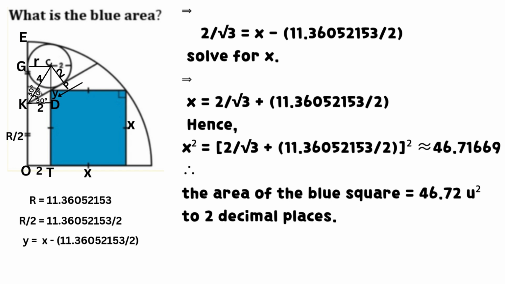Hence, the square of X equals the square of the sum of 2 divided by the square root of 3 and half of 11.36052153, which equals 46.71669. Therefore, the area of the blue square equals 46.72 square units to 2 decimal places.